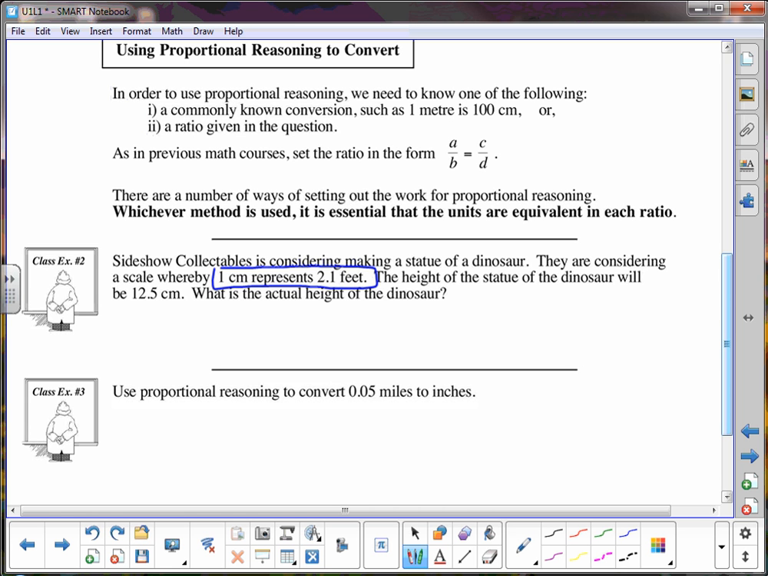So we can just set it up. They tell us that 1 centimeter is 2.1 feet. That's one ratio, and we're going to set that equal to another. Notice the units have to line up: if I have centimeters on top, I have to have centimeters on top in my other ratio. If I have feet on the bottom, feet has to be on the bottom. They told us that the height of the statue of the dinosaur will be 12.5 centimeters, so I fill that in. Do we know what the actual height is in feet? No, that's our unknown, so I'm going to give that an x. And then from there, we just cross multiply.